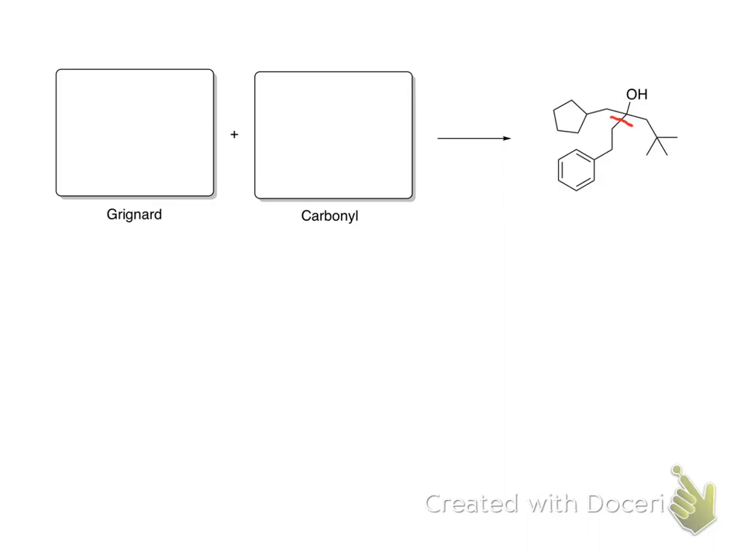So first let's start by drawing out our carbonyl. Okay, I'm going to make a 6 carbon chain. Okay, so there we have it. And then we're going to have to add in a cyclopentane on the carbon number 1. Okay, there we have it. And then on carbon 3, we're going to make our carbonyl. Cool. Up next, our Grignard.